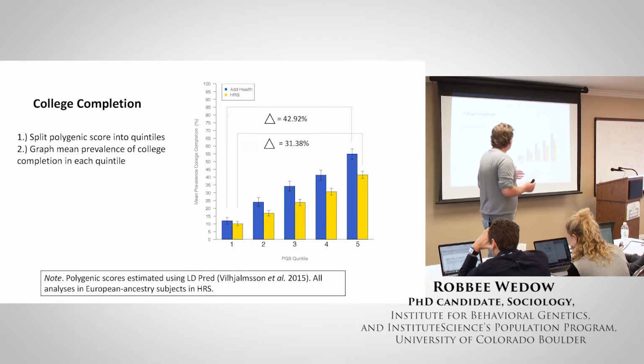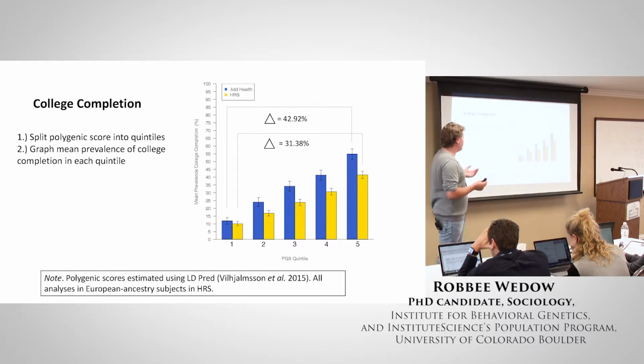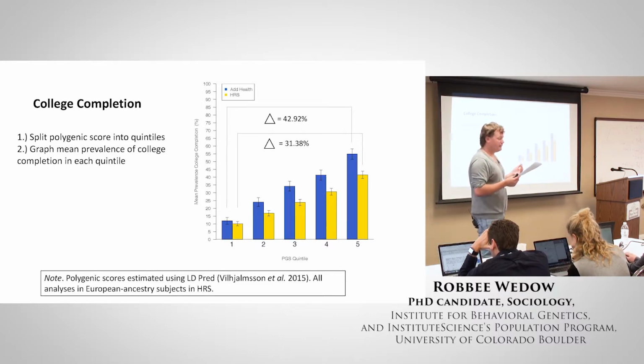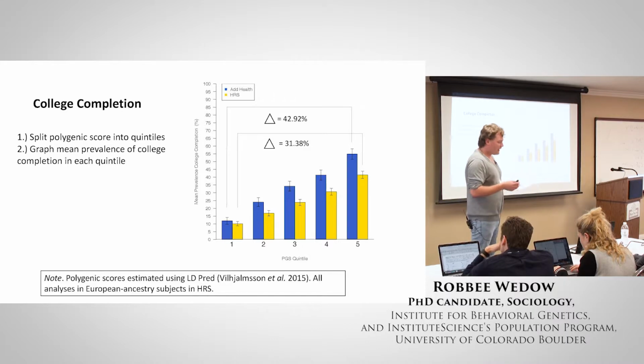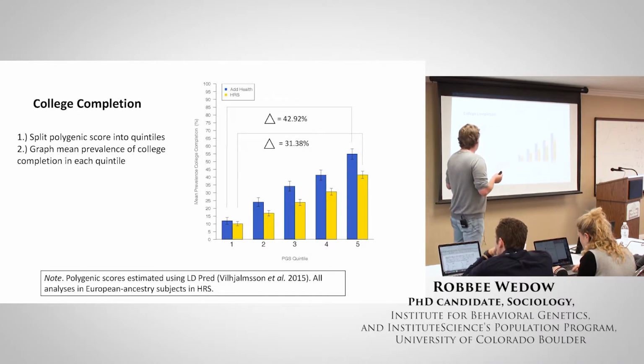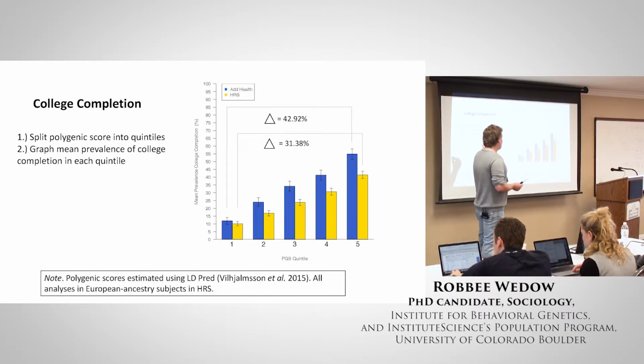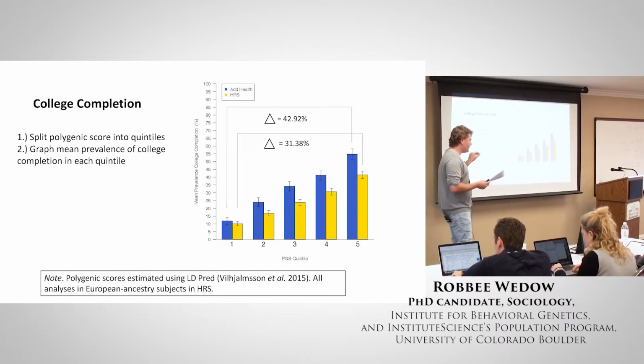Okay, here's another interesting way that we wanted to depict our results. Here we've divided our polygenic score into 5 quintiles, so that quintile 1 on the left indicates low polygenic scores, and quintile 5 indicates high polygenic scores. On the y-axis we've graphed the mean prevalence of college completion in each of our quintiles for both of our data sets. So first, as we would expect, mean college completion in HRS, since we're using older individuals, is lower than in the other data set.